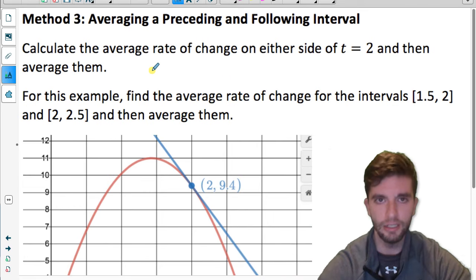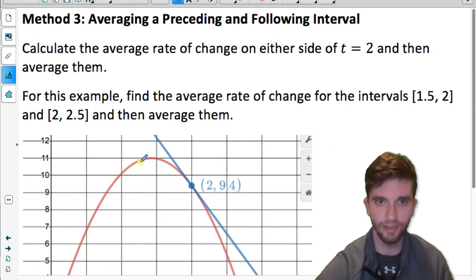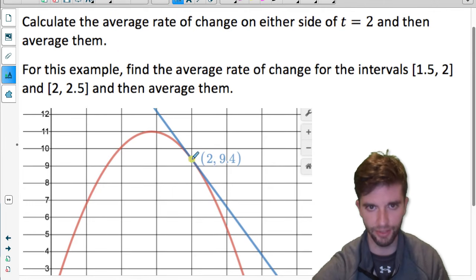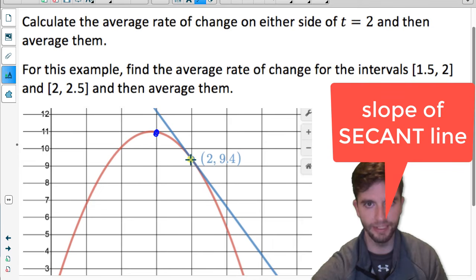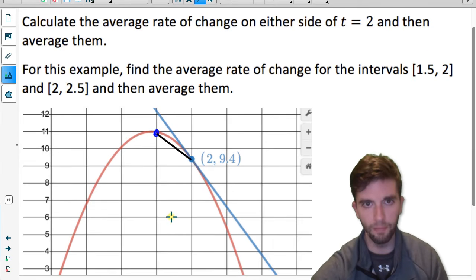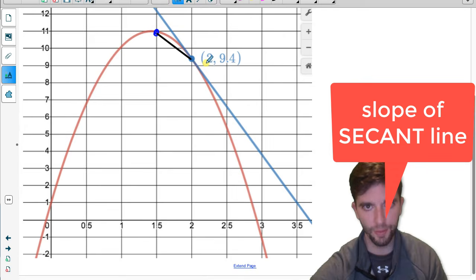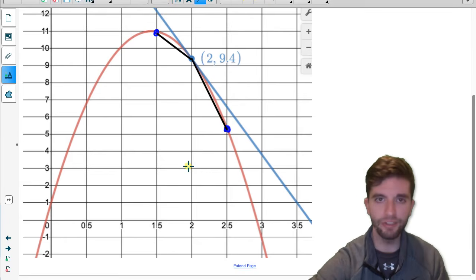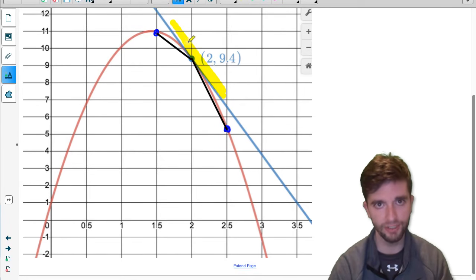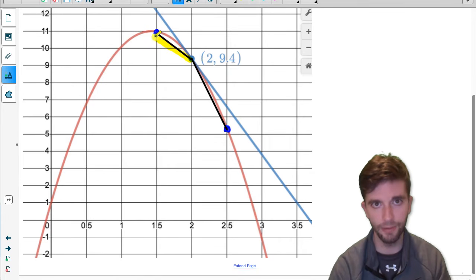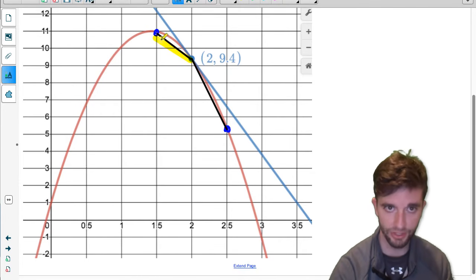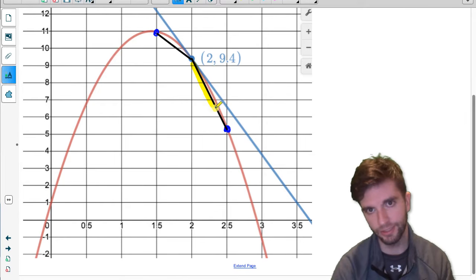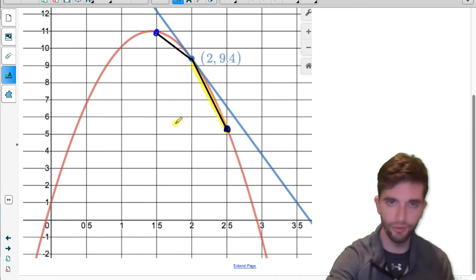A third method is to average the slope of a secant line in a preceding and following interval from the point. So what we could do if we wanted to estimate the slope of that tangent line, I could find the slope on an interval before a time of 2, and the slope on an interval after a time of 2, and then average those 2 slopes. So if I want the slope of this tangent line, notice before a time of 2, the secant slope is less steep than the tangent line, so it's not falling quite as fast over that interval. And after a time of 2, the secant line is steeper than the tangent line, so it's falling faster.